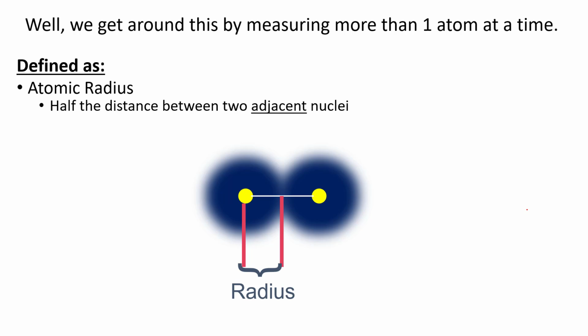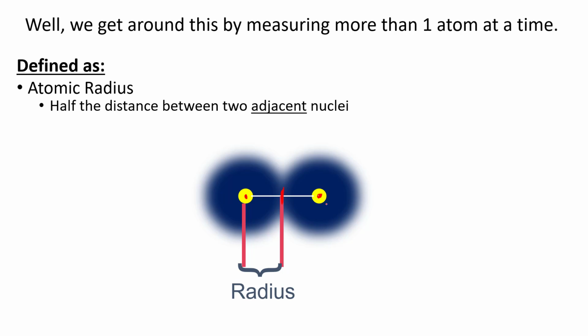So to get by the fact that it is a cloud, scientists decided they would take 2 atoms, put them adjacently next to one another, and then measure the radius. They decided that since the nucleus is the only well-defined portion of an atom, if we put the 2 atoms next to one another and took half the distance between the nuclei, assuming the nucleus was the center of the atom, we would essentially get the radius of the atom. So our first definition is: atomic radius is half the distance between 2 adjacent nuclei.